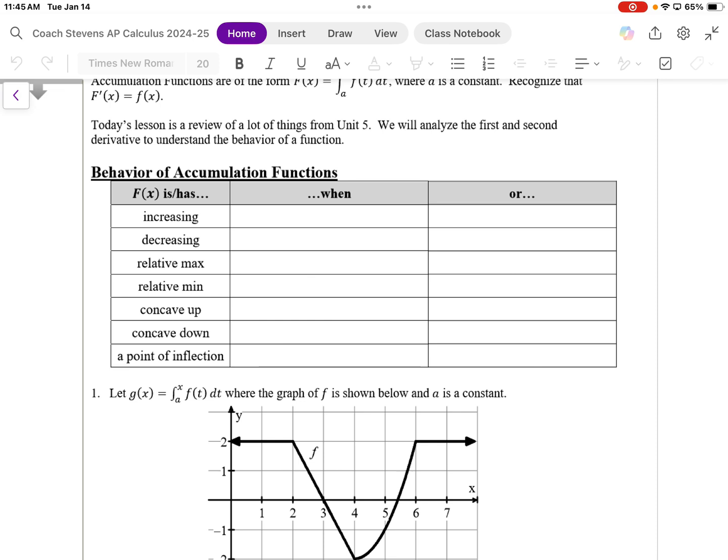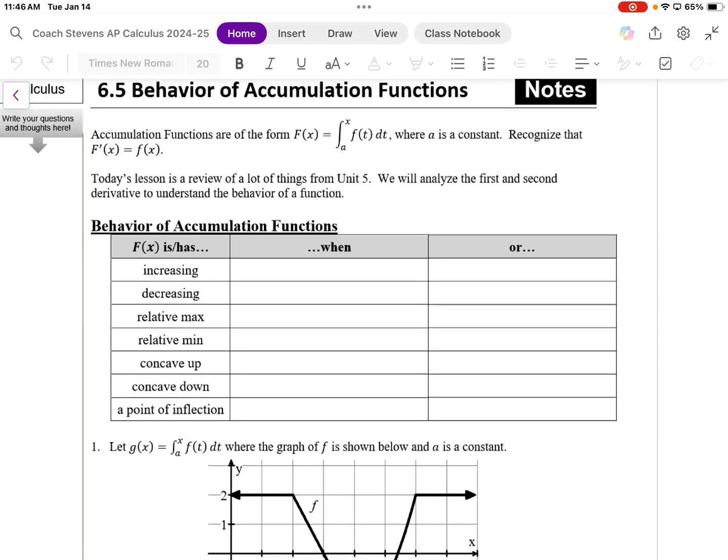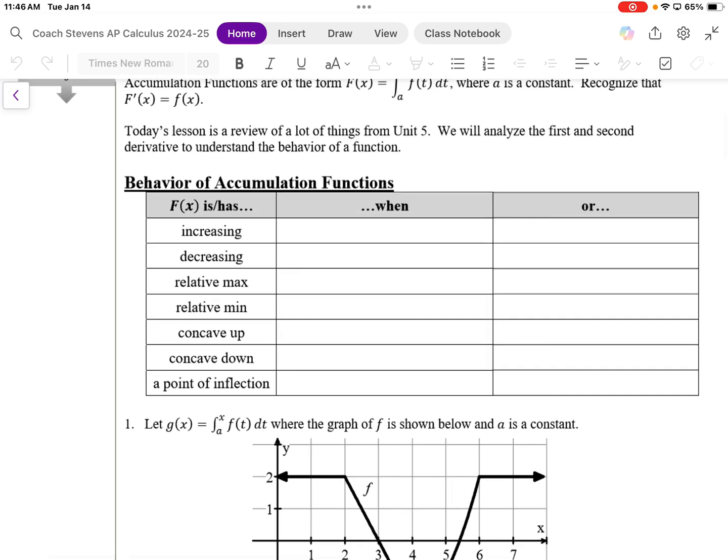The accumulation functions that we've been talking about are in the form of capital F of x, which is the antiderivative we learned about yesterday. The antiderivative of an integral from a constant to an undetermined amount x of some function. We recognize that if I'm trying to find the derivative of capital F, well, that's just the original function. The derivative of the antiderivative is just the original function. Today we're going to review some of the stuff that we did in Chapter 5 as we analyze parts of the first and second derivative.